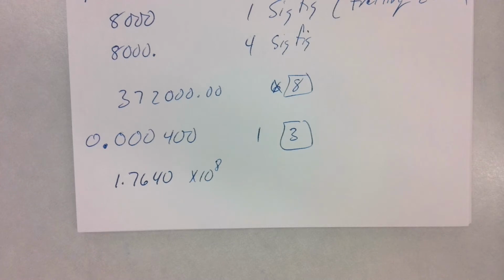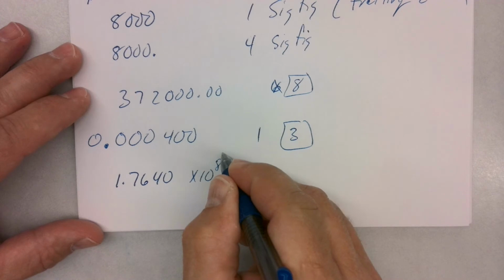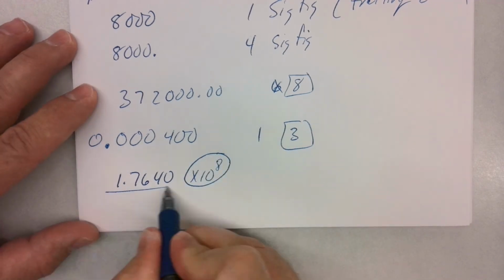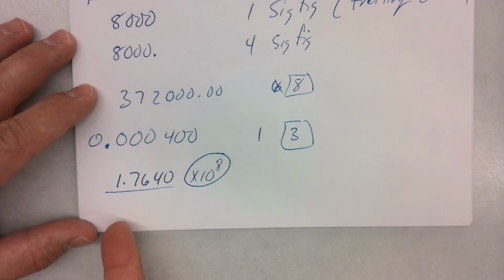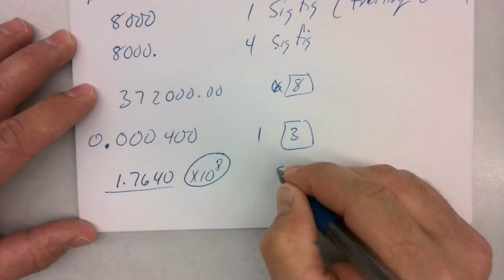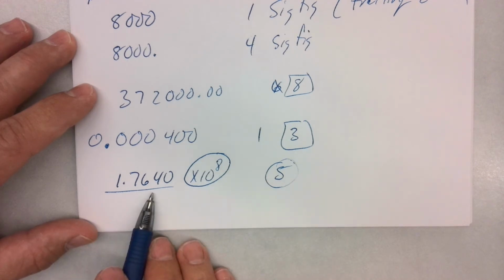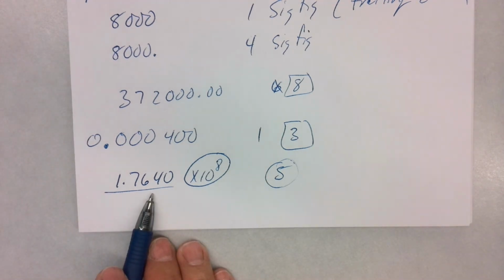I was thinking 8. You were thinking 8? Why 8? Yeah, so you're thinking this is going to change it, right? It doesn't. It's only what you can see. That number has 5. No matter what that says, I've got to go off of the number I can see. Okay?